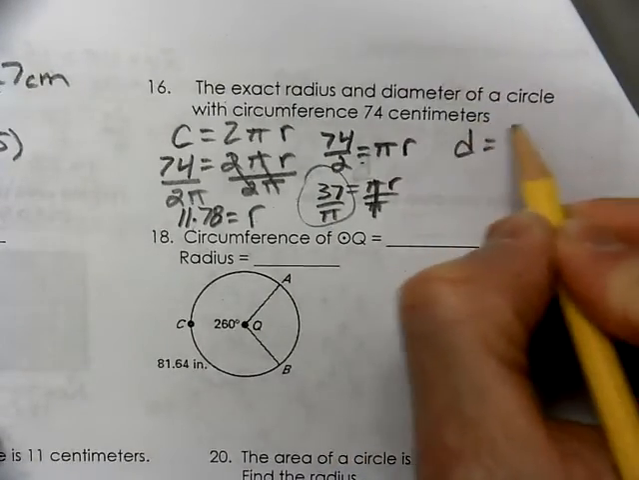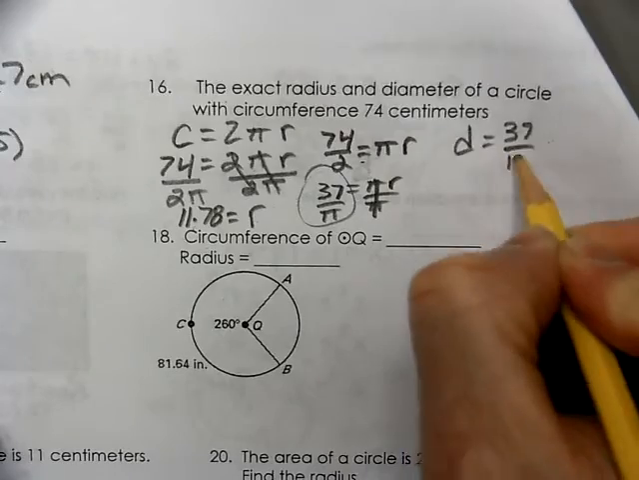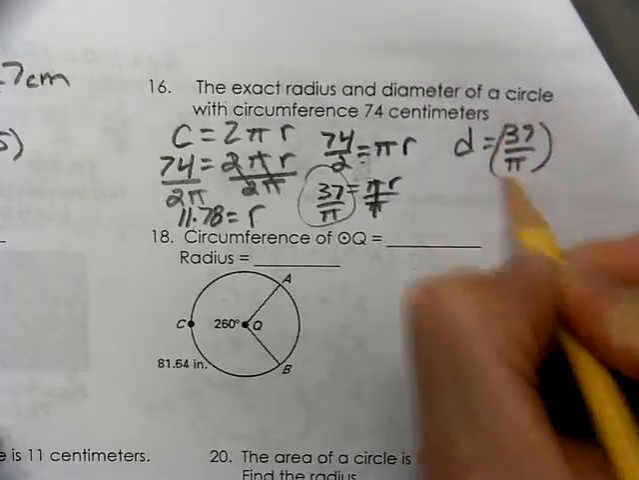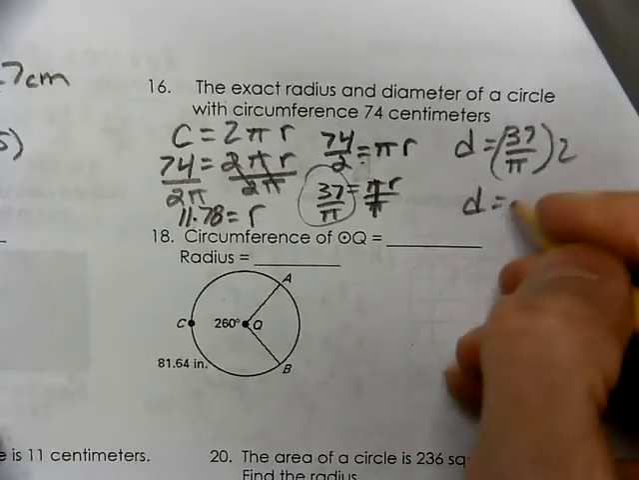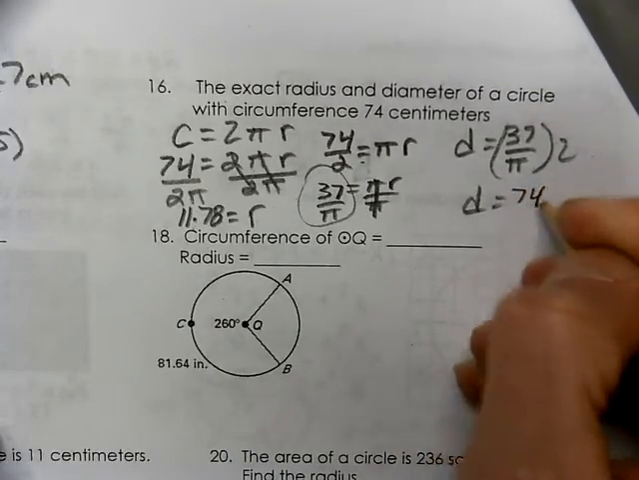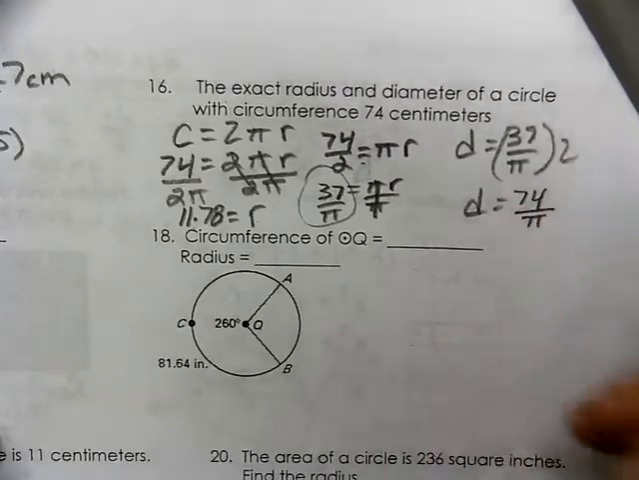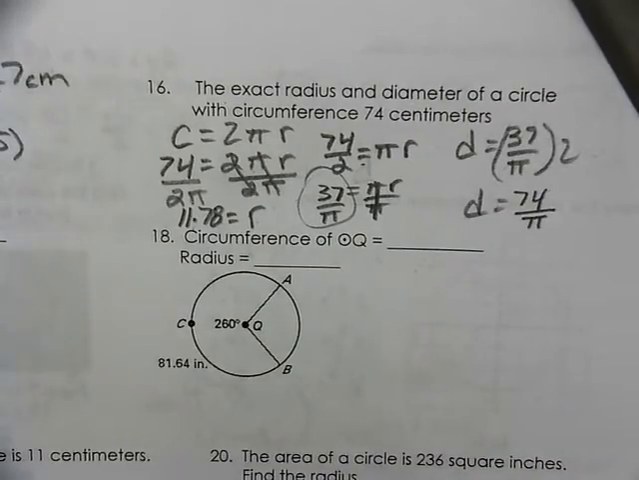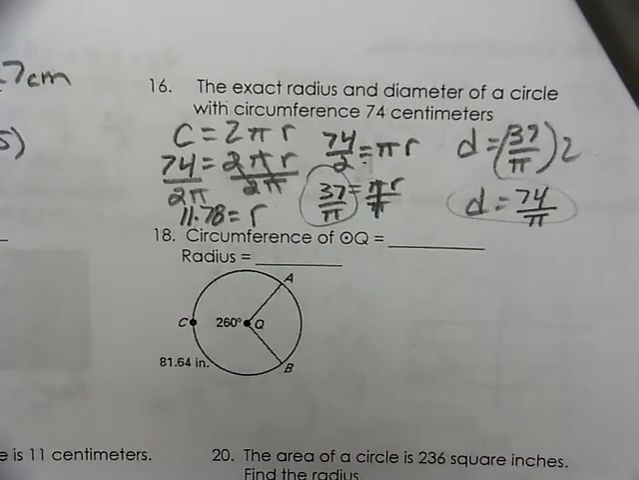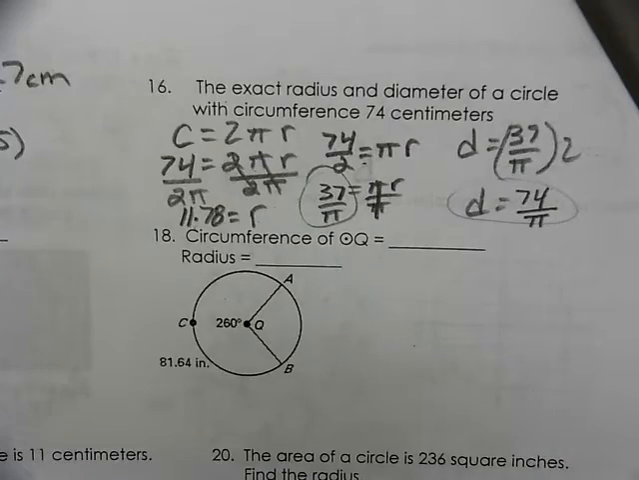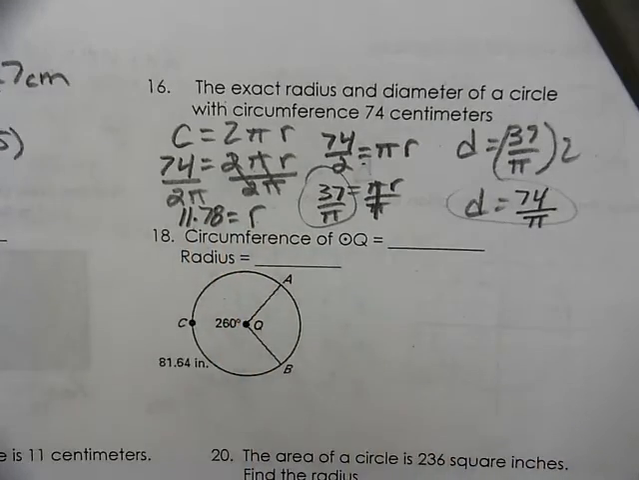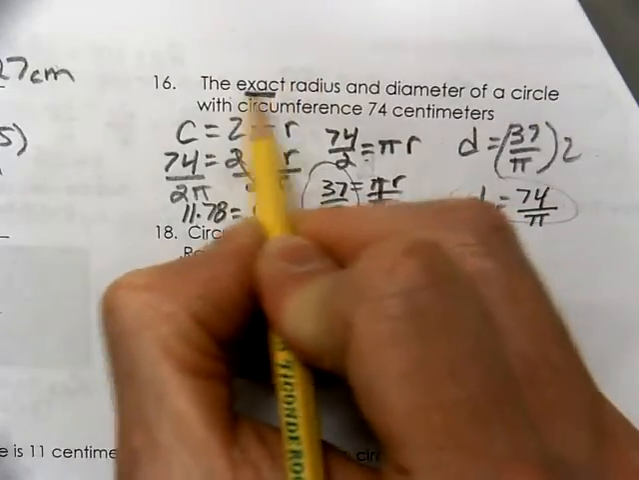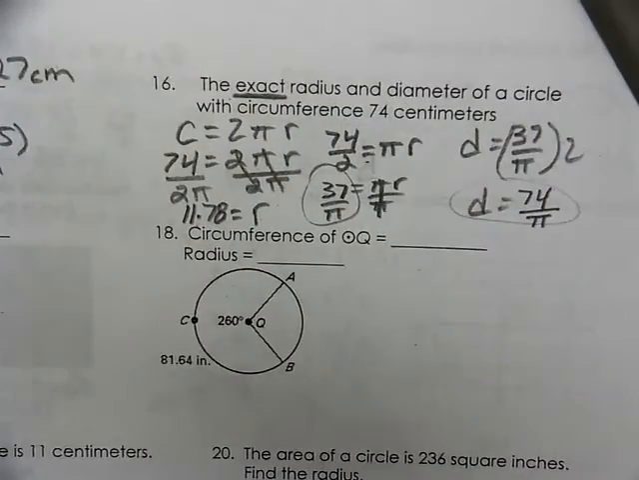The diameter is going to be that times 2. So the diameter is going to be 74 divided by pi. That's the exact diameter. The decimal version would be the 11.78 times 2. Exact radius.